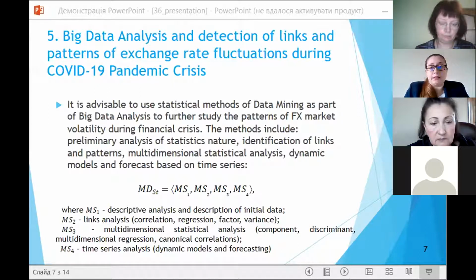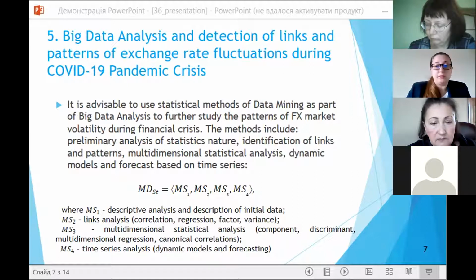Big data analysis makes it possible to analyze such data. So it is reasonable to use statistical methods of data mining as part of big data analysis for further study of the patterns of FX market volatility during financial crisis. These methods include preliminary analysis of a statistical nature, identification of links and patterns, multi-dimensional statistical analysis, dynamic models, and forecasts based on time series.